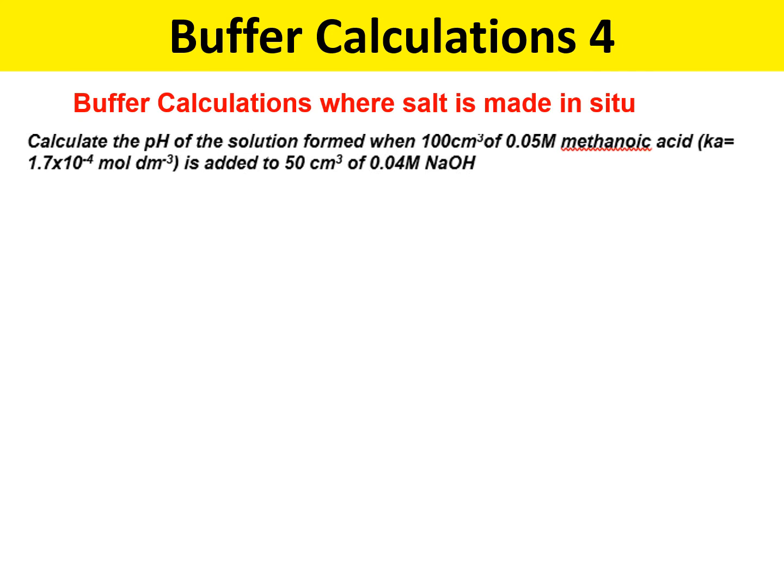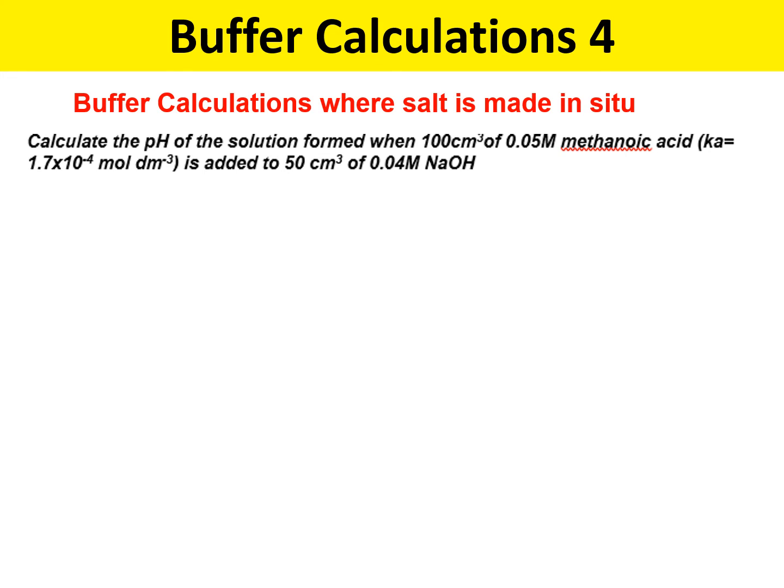The next type of buffer calculation is where the salt is made in situ. If you read the question, you can see that the methanoic acid is being added to sodium hydroxide. When methanoic acid is added to sodium hydroxide, we make sodium methanoate. Therefore, the conjugate base has been made in situ.